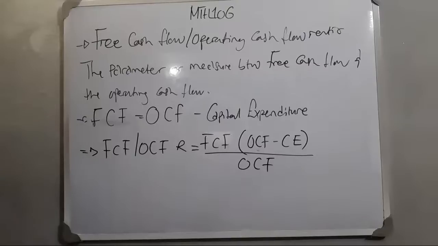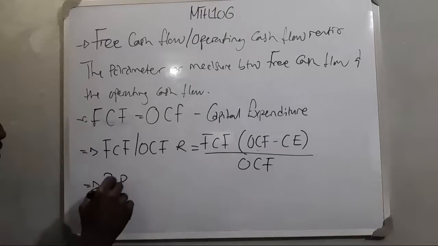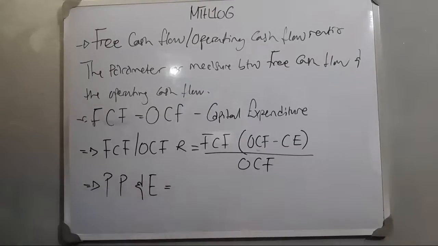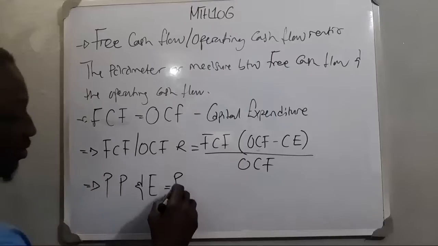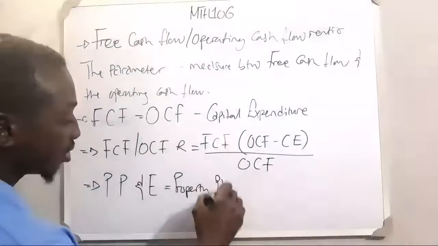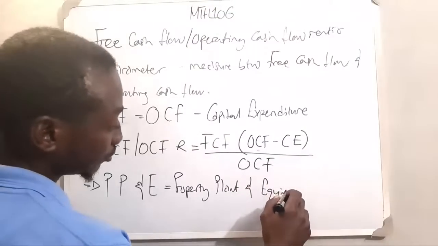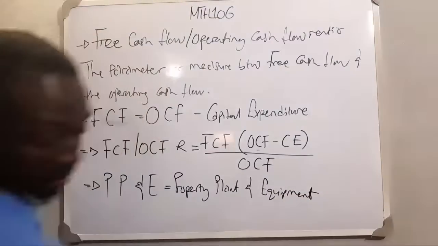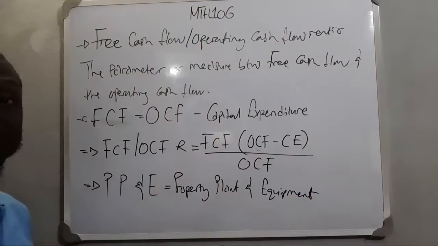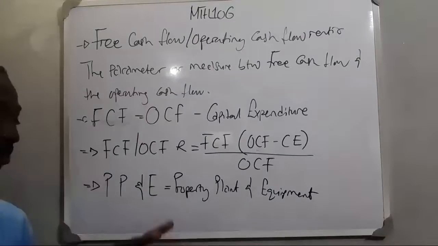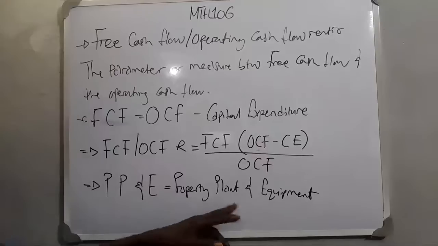So now let's proceed. Take note of this abbreviation, PP and E. This is referred to as property, plant, and equipment. Property, plant, and equipment.